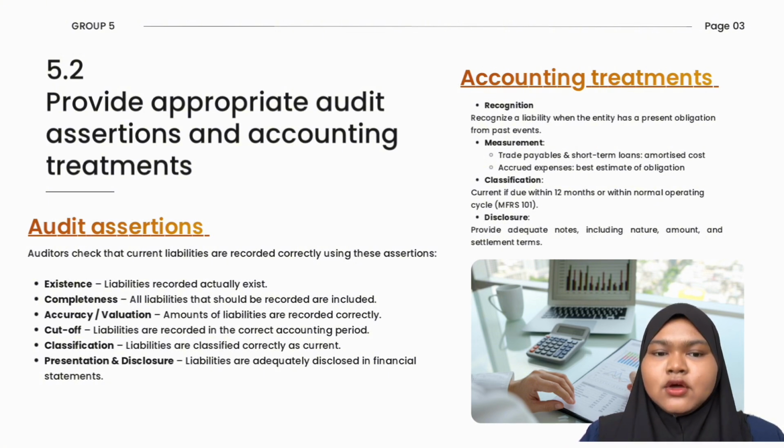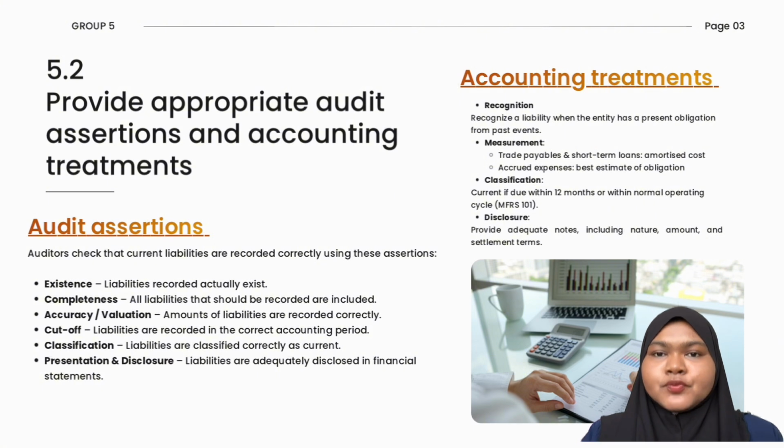Fourth is cut-off. Liabilities are recorded in the correct accounting period. Next is classification. Liabilities are classified correctly as current. Lastly is presentation and disclosure. Liabilities are adequately disclosed in the financial statements. So next is accounting treatment. First is recognition. Recognize liabilities when the entity has a present obligation from a past event.